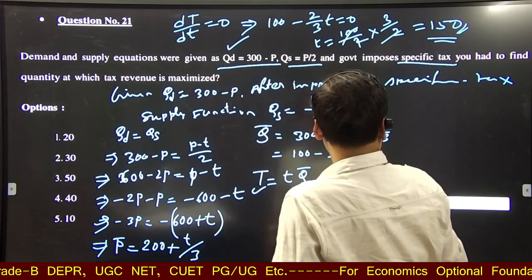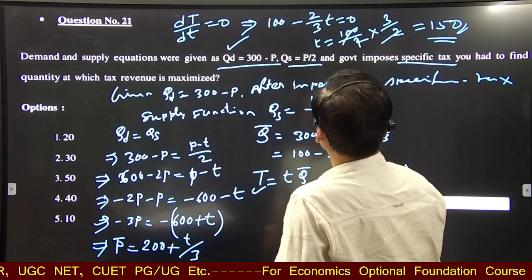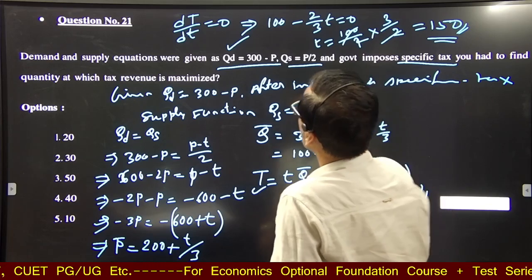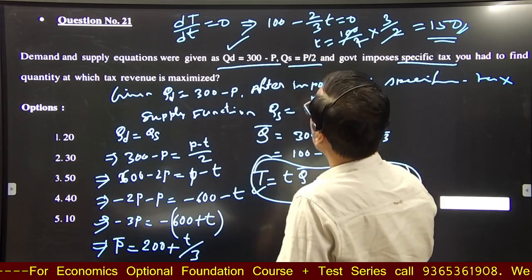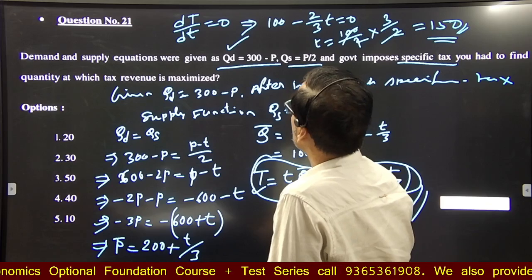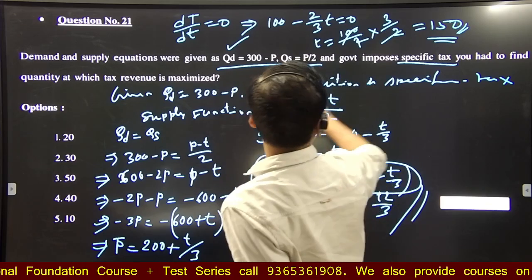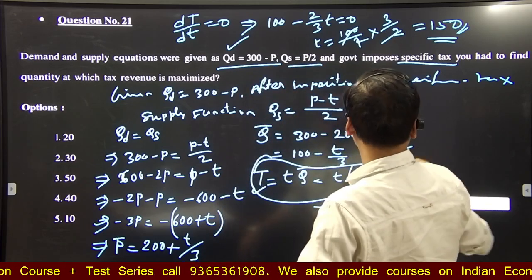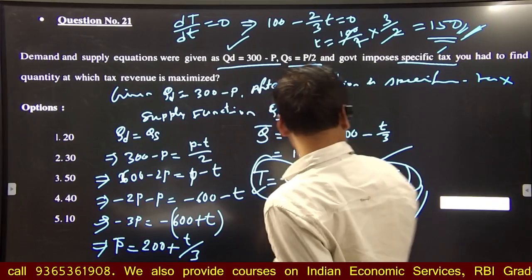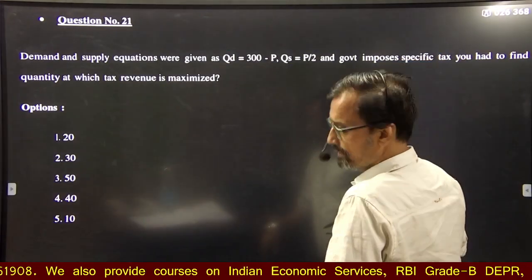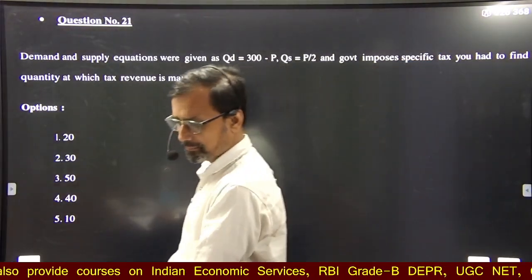But as per our equation, the total tax revenue equation, if we maximize it in this format, we are getting a tax rate of 150. So this is one question.